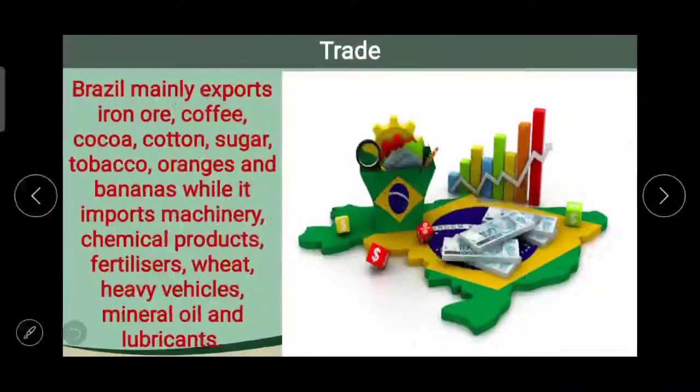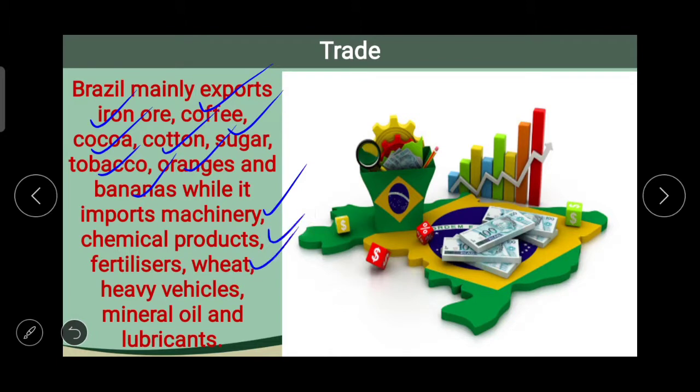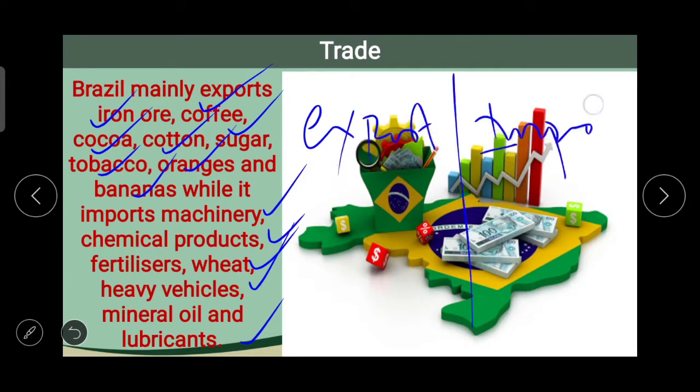Brazil mainly exports iron ore, coffee, cocoa, cotton, sugar, tobacco, oranges and bananas, while it imports machinery, chemical products, fertilizers, wheat, heavy vehicles, mineral oil and lubricants. You can make a table of these also, with exports on one side and imports on the other side. So for exams, it becomes easy to revise.